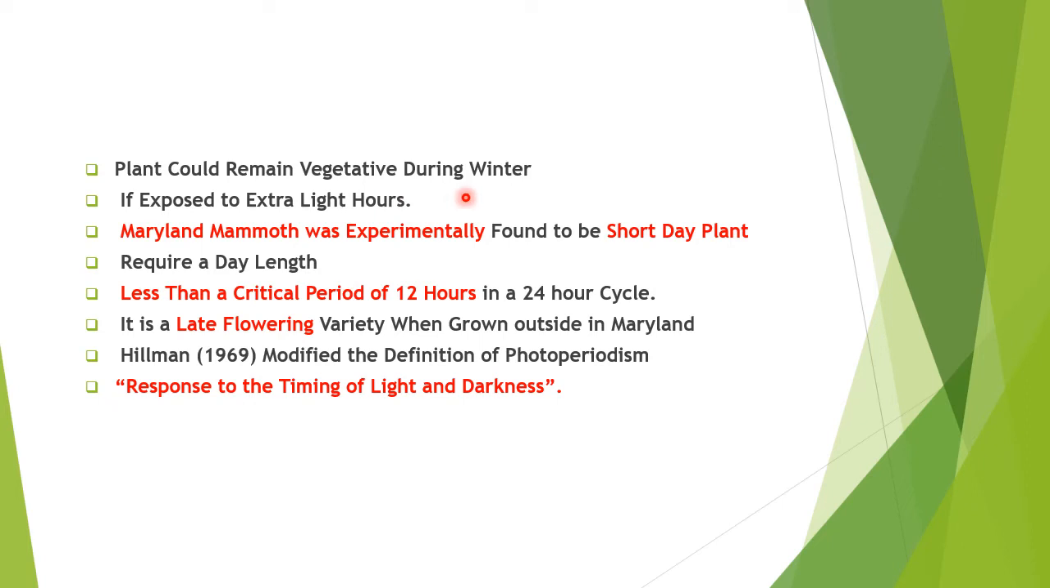So plants could remain vegetative during winter also. How? If exposed to extra light hours. So Maryland mammoth was experimentally found to be a short day plant, requiring a day length less than a critical period of 12 hours in a 24-hour cycle. That means by these experiments it was found that the Maryland mammoth's requirement is for short days. So it is a late flowering variety when grown outside in Maryland. Hillman in 1969 modified the definition of photoperiodism. He suggested it is the response to the timing of light and darkness.